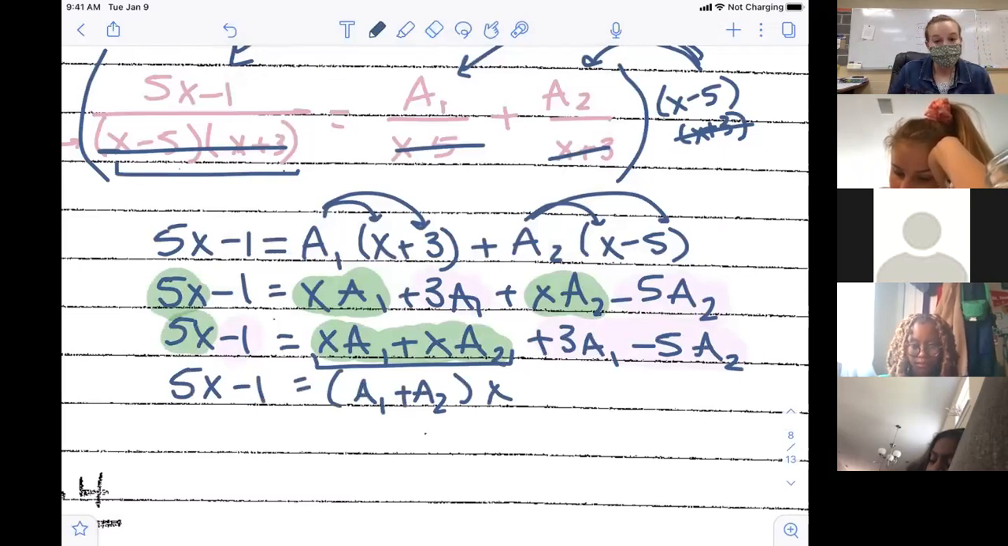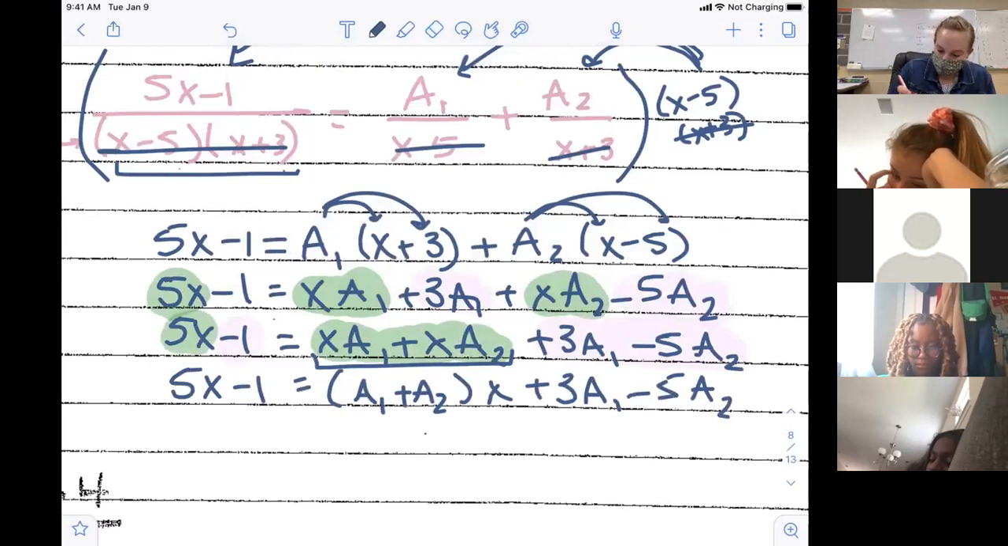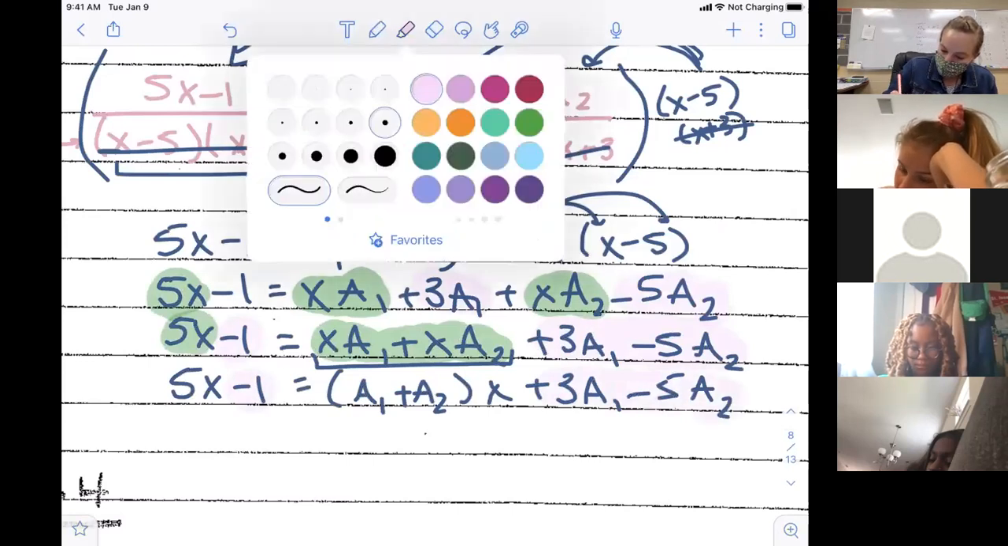So the only thing I changed was this green highlighted. The pink's going to stay the same. And that just makes it easy when I go rewrite my equations. The highlighting might seem silly, but I'm going to keep it up. I'm going to keep my constants highlighted in this pink, and I'm going to keep my x's highlighted in the green.